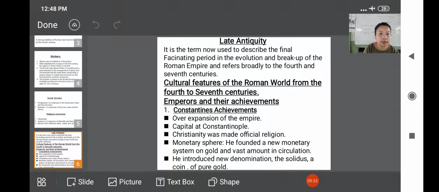Now we'll do the last part of this chapter, late antiquity or the late Roman Empire period. Late antiquity is the term now used to describe the final fascinating period in the evolution and breakup of the Roman Empire and refers broadly to the 4th and 7th centuries.